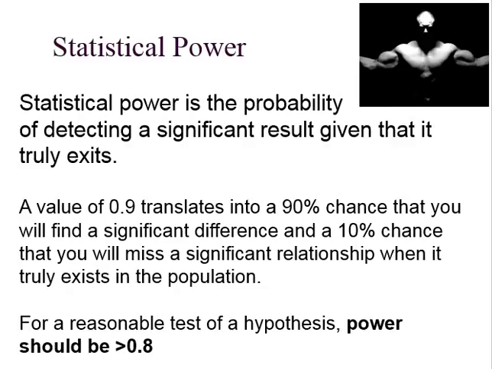Typically, you'll see people using a power value between 0.8 and 0.9. So a 0.9 means that you would have a 90% chance that you will find a significant result when it is actually there, but still a 10% chance that you might miss a significant relationship.